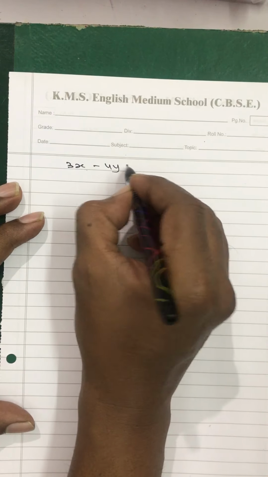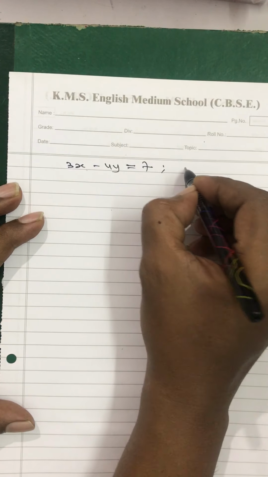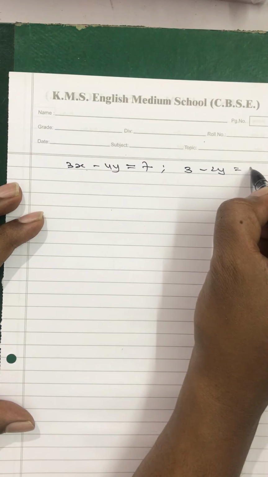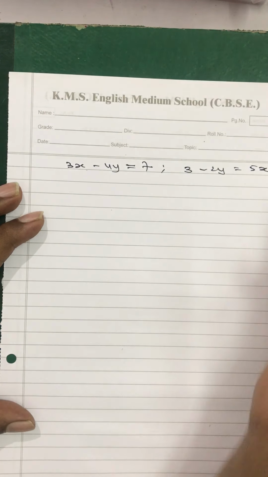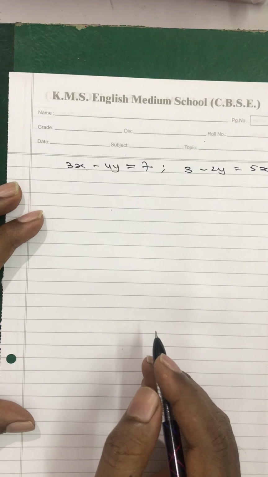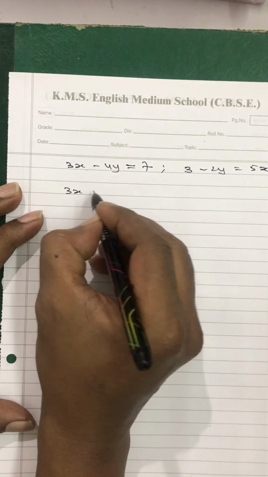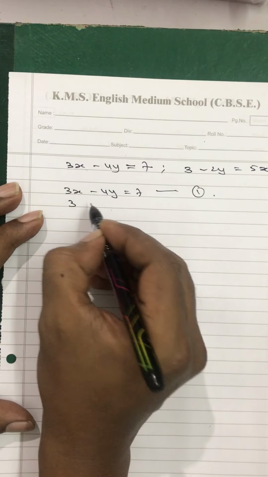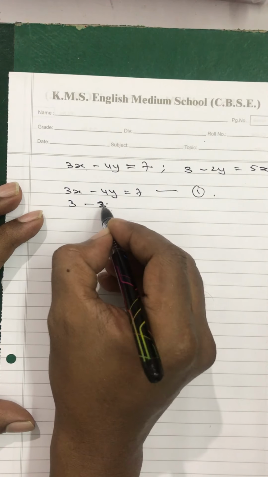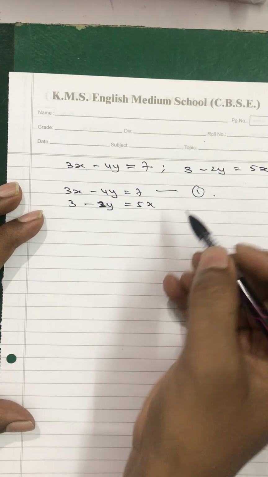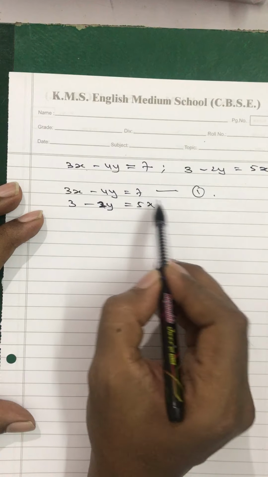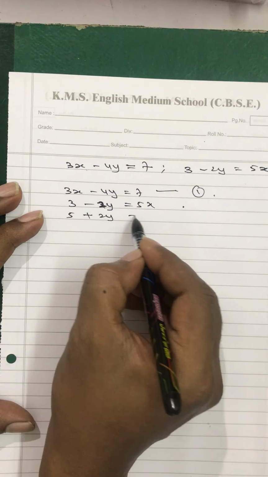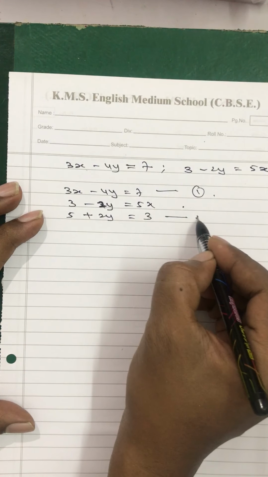3x minus 4y is equal to 7. And they will give you 3 minus 2y is equal to 5x. Now if you see, they are not in the standard form. 3x minus 4y is equal to 7, definitely this is in the standard form. This I will write 3 minus 2y is equal to 5x. To bring it to the standard form, minus 2y will be shifted over there. 5x plus 2y I will write over here. 5x plus 2y is equal to 3. This will be my standard form.